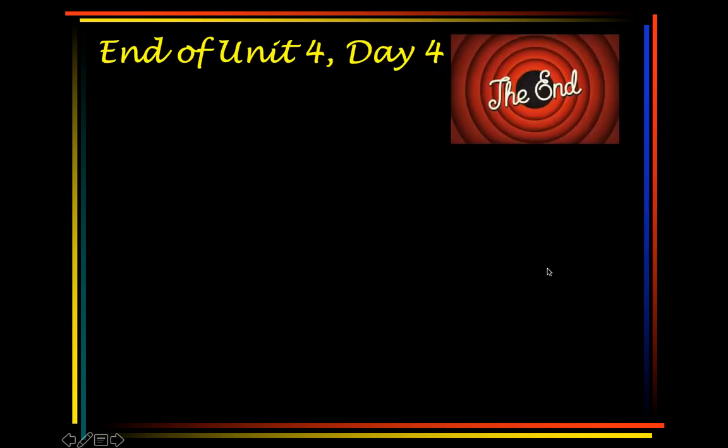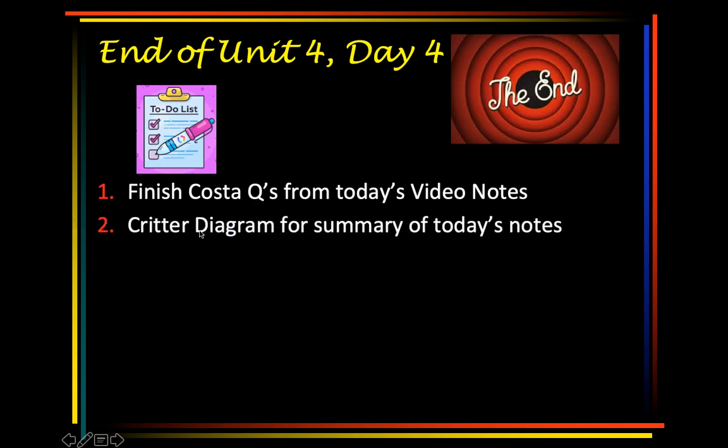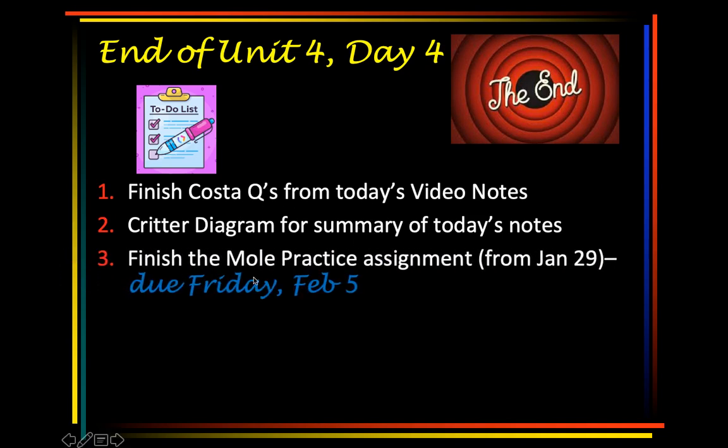Yay! All right, that brings us to the end of the 4th day of this unit. Here's your to-do list. Go back and finish any Costa questions to review today's notes. And then remember that critter diagram was your summary for today. It summarizes the steps of finding empirical formula. Then you are now able to finish that mole practice assignment that I assigned on January 29th. You can do all of the problems. And remember, the answers are given, so you just have to match them, which will help you check your work and check sig figs.